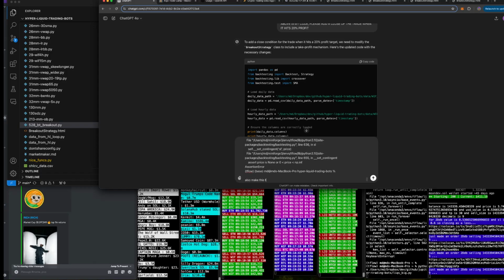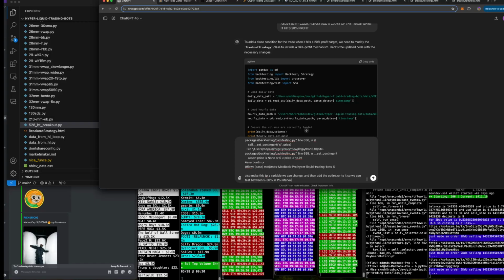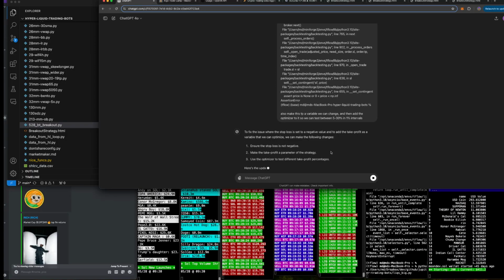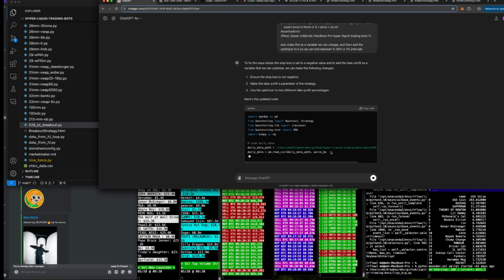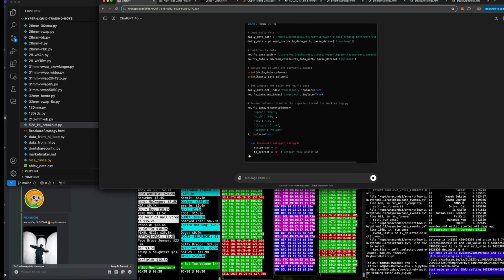Also, make this TPRE a variable we can change, and then add the optimizer to it so we can test between 5 and 30% in 1% intervals. I just want something rough kind of working, because I'm building this breakout bot, and when it's time to run breakout bots, it can get kind of dirty. The TPs are not a huge thing, but it is a thing for sure.